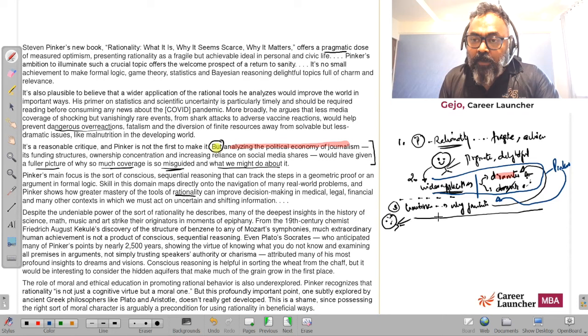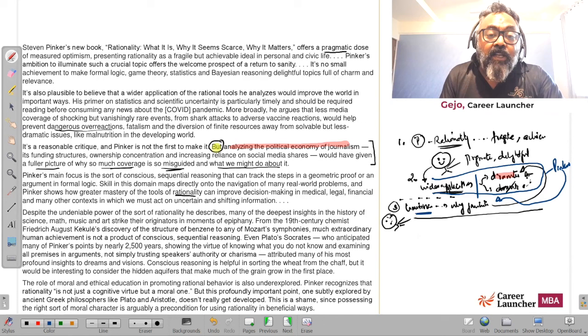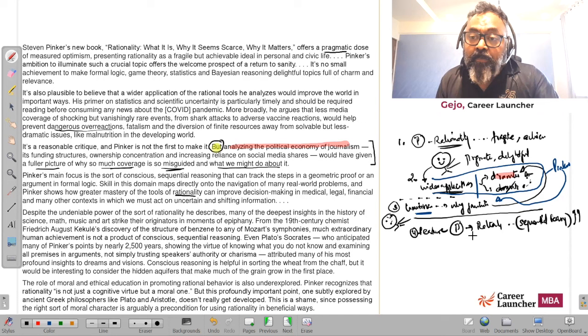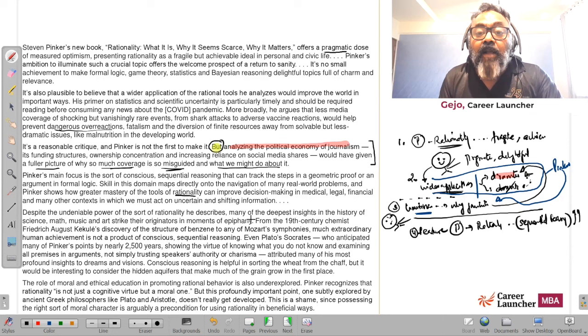And the author is saying there is sort of one limitation. In the same manner, we can see there's another feature. This other feature about the book is that Pinker is focusing on rationality, which is based on sequential, methodical reasoning. That's what it talks about, and the importance of methodical reasoning is what we mentioned in Pinker's book. Despite the undeniable power of rationality described, many of the deepest insights in the history of science, maths, and music strike in the originating moment of epiphany.